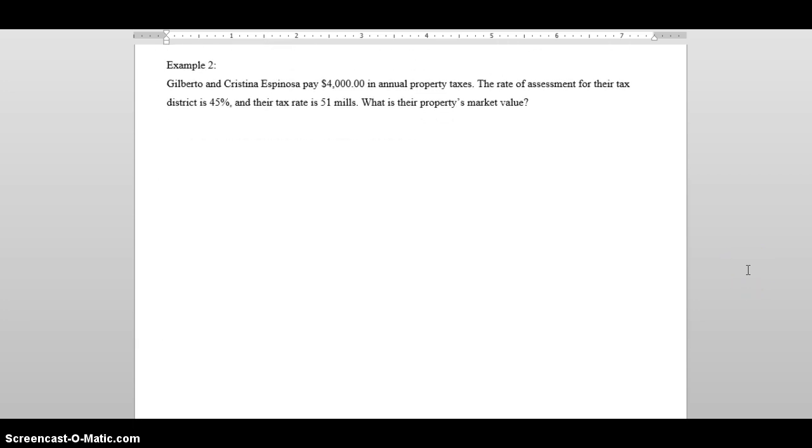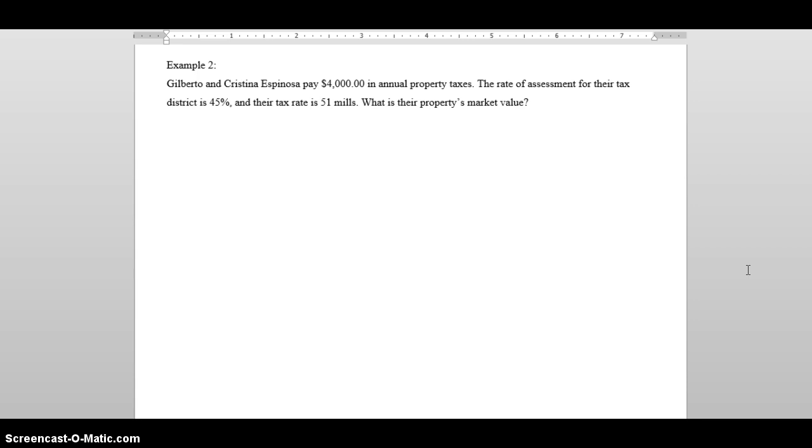In example 2, Gilberto and Christina Espinoza pay $4,000 in annual property taxes. The rate of assessment for their tax district is 45%, and their tax rate is 51 mills. What is their property's market value?